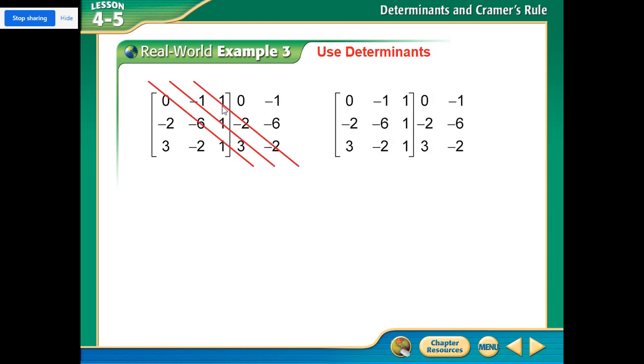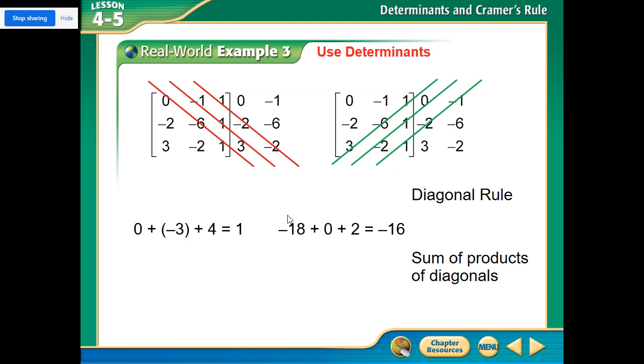We're going to do all of our down angles. This one, of course, is 0. This one's -3, and this is 4. Up angles, 3, -6, and 1 is -18. 0 on that one, and 2 on this one. So 0, -3, and 4, giving us 1. -18, 0, 2, giving us -16.